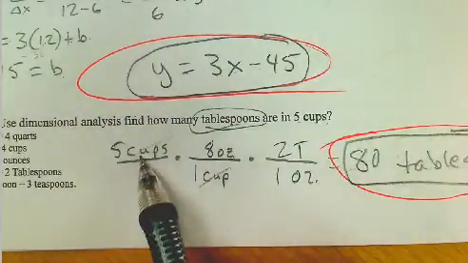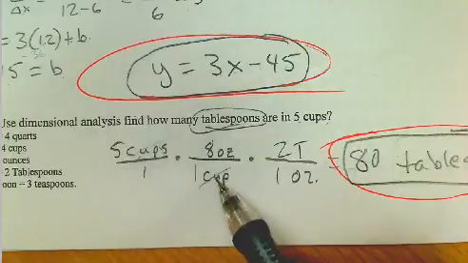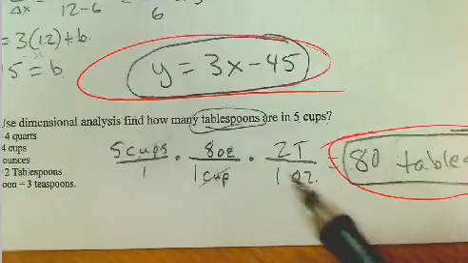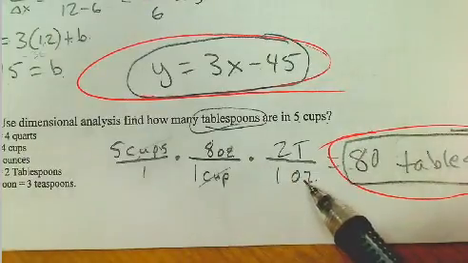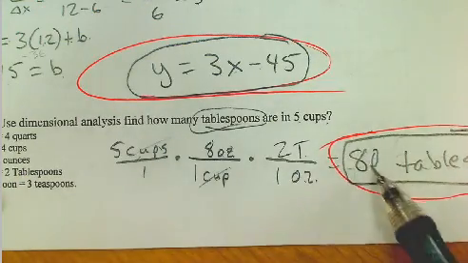5 cups. Start with the cups. I need it to be tablespoons, so I canceled out the cups, and 1 cup is 8 ounces. And I cancel out the ounces, and 1 ounce is 2 tablespoons. So you just multiply those together, and you have it.